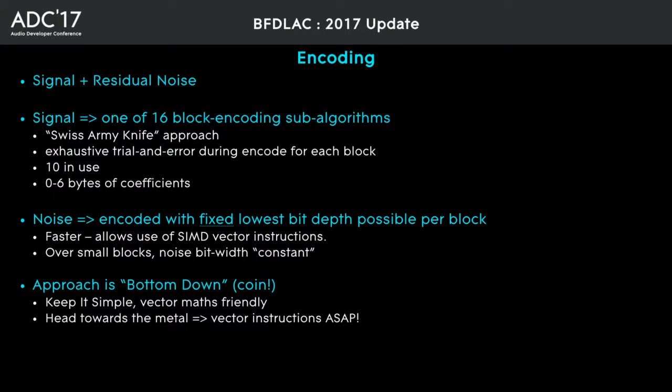The noise, as I said before, is encoded with a fixed bit depth per block, and that means we can go to town on the SIMD vector instructions. And I'm going to coin a new term: the approach used in BFDLAC is a bottom-down approach, where we find some very, very simple maths, the absolute bottom of the barrel, and then we head down towards the actual silicon as fast as possible. It's all about speed and simplicity.